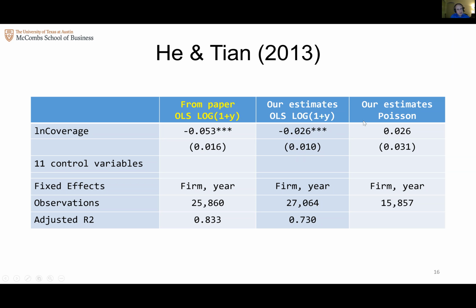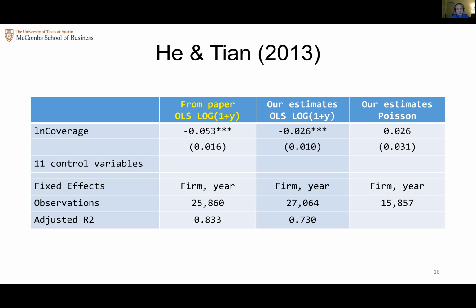But in this case, once we estimate the Poisson model, we get a point estimate that actually has the opposite sign, and about the same magnitude. It's much less precisely estimated, so the standard errors are quite a bit bigger. And again, that may be a function of the fact that we have violations of this conditional mean and conditional variance equivalence restriction that may cause these point estimates to be less precise.